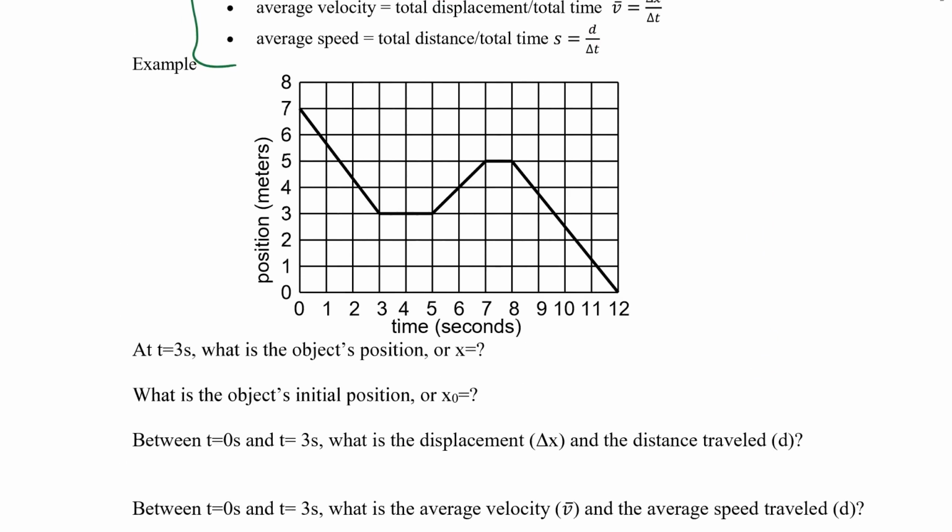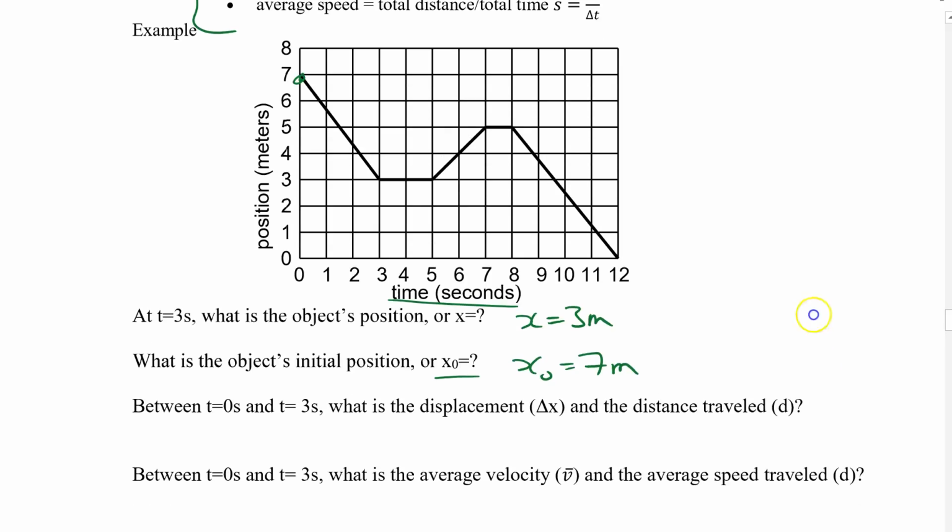It says at time equals 3 seconds, what is the object's position? So at time, here's time, at time equals 3, here it is, so the position is at 3, so we could say the position is equal to 3 meters. What is the object's initial position? So the initial position is the x0. So at time 0, it's over here. We could say the initial position is equal to 7 meters.